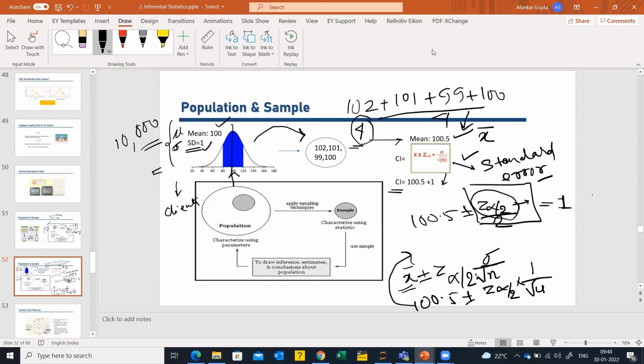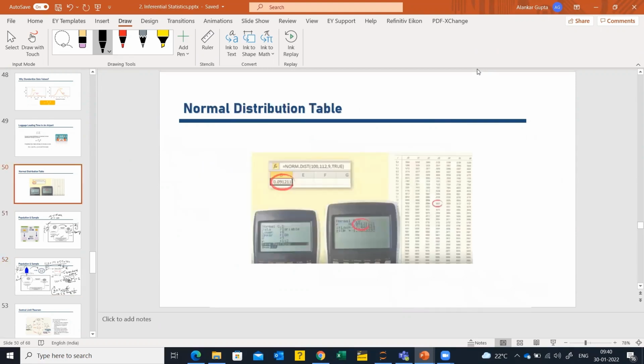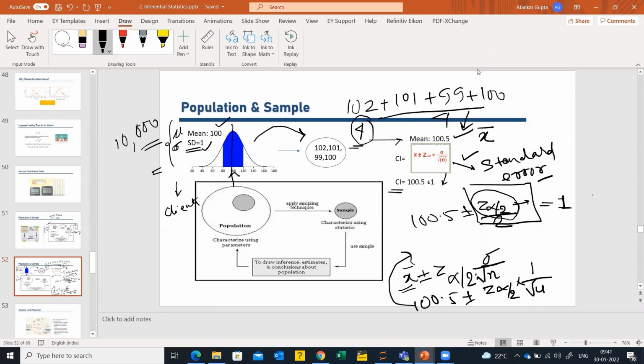When we look into the Z score chart, I think I have listed it somewhere. Yes, this is the Z score chart, and I will show this again in a subsequent slide. From this chart we looked up the 95% interval, and it gave us a number, which we put here. You can infer that the Z score was 2 here, so we get 2 by 2, which is 1. This is how we calculate the confidence interval. Any question?